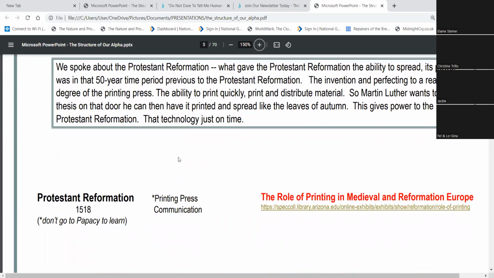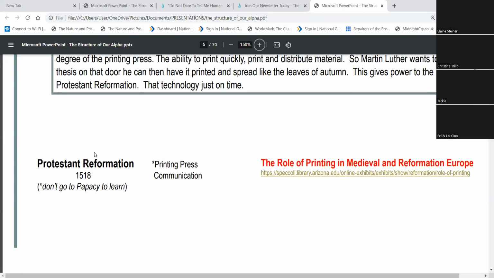We spoke about the Protestant Reformation. What gave the Protestant Reformation the ability to spread its power was, in that 50-year time period previous to the Protestant Reformation, the invention and perfecting to a reasonable degree of the printing press, the ability to print quickly, print and distribute material. So Martin Luther wants to nail his theses on that door. He can then have it printed and spread like the leaves of autumn. This gives power to the Protestant Reformation, that technology just on time.